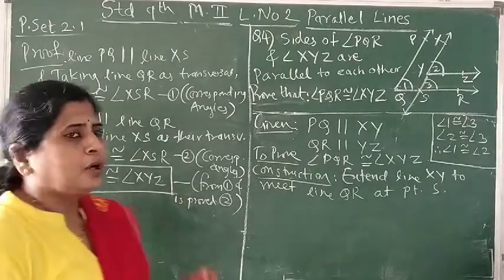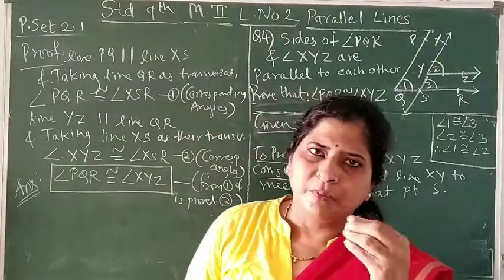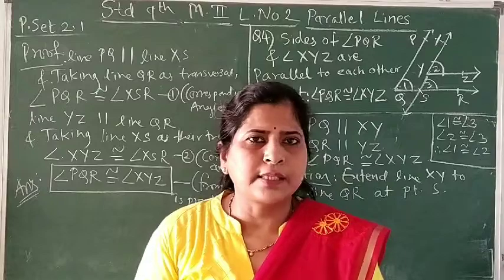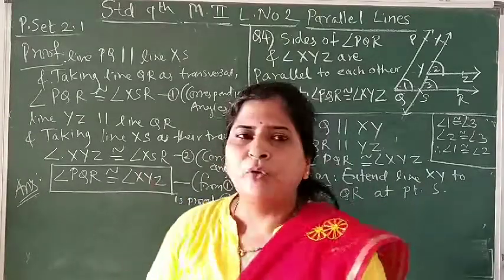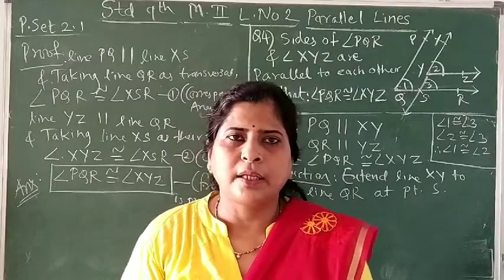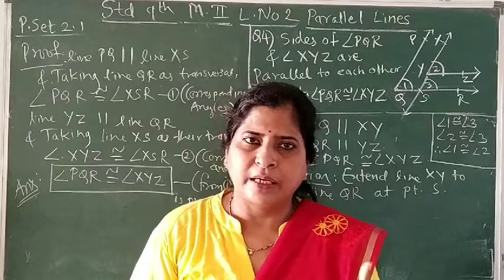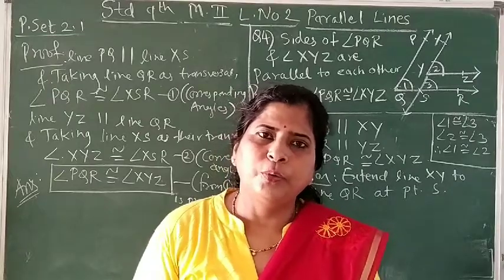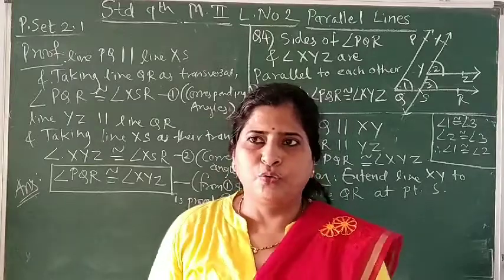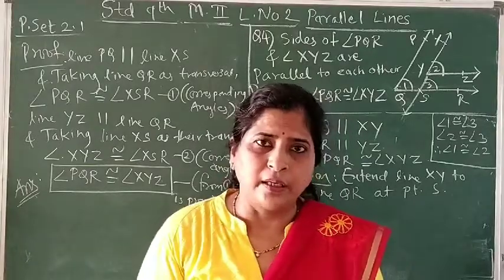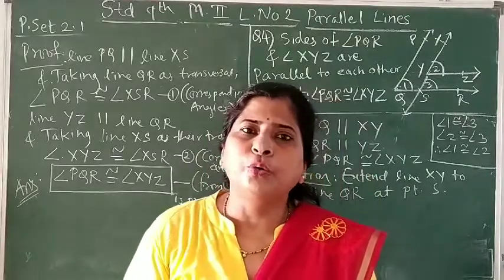Now we have solved the first 4 questions from practice set 2.1. Question number 5, which is remaining, is exactly similar to question number 1. By observing how we solved question number 1, you can solve question number 5. In this way, we have finished practice set 2.1. I hope you have understood all these sums, how to find certain values of angles, and how to prove something like this.